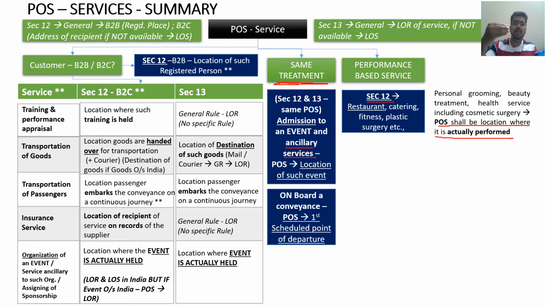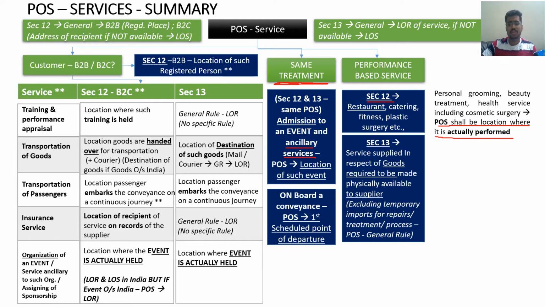Even though you might be coming from Delhi or Bangalore or Goa, still the place of supply for restaurant service will be the place of performance, which is nothing but the place where the restaurant is located. That will only be the place of supply. In our case, the Chennai restaurant, right? So under section 12, restaurant, catering.